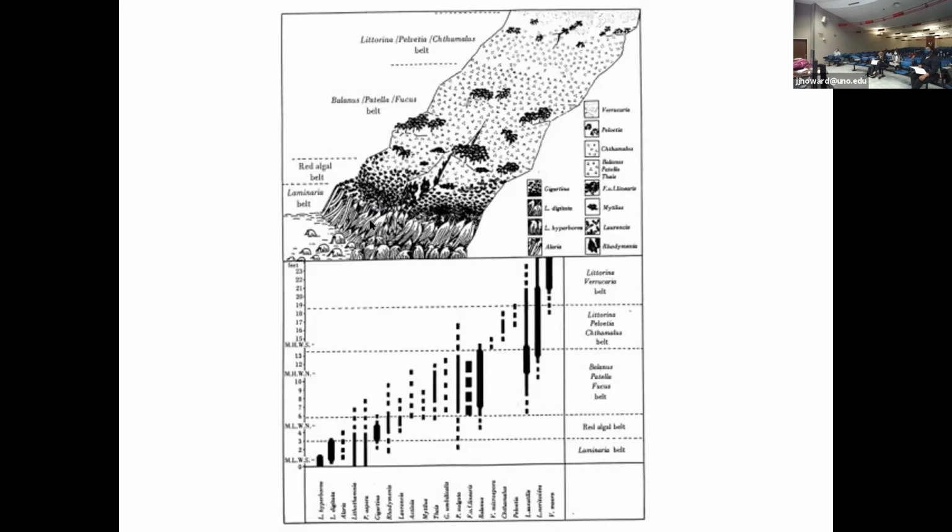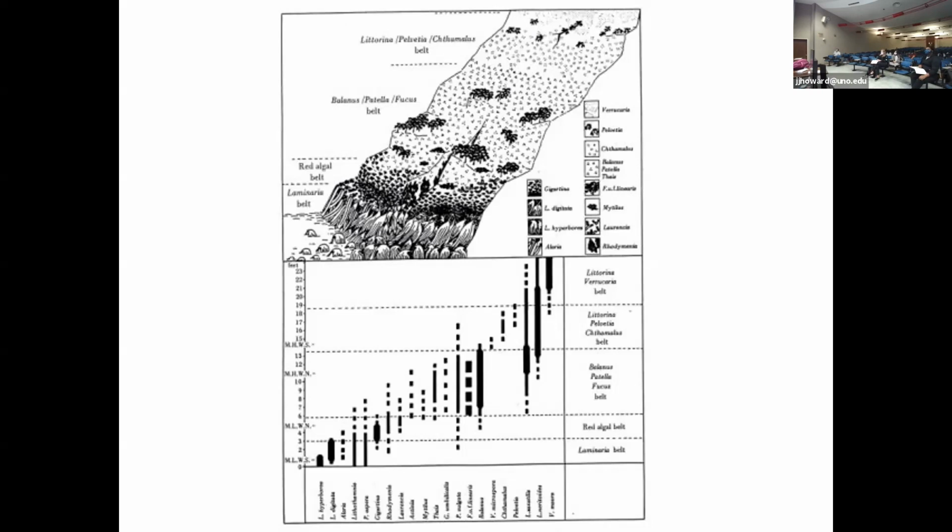Down here, these organisms are uncovered very infrequently. Up here, they're covered by water very infrequently. And in between, they get covered by water twice a day, and they get exposed to the air twice a day. The higher up you are, the longer you're exposed to the air. The lower down, the longer you're covered by water.